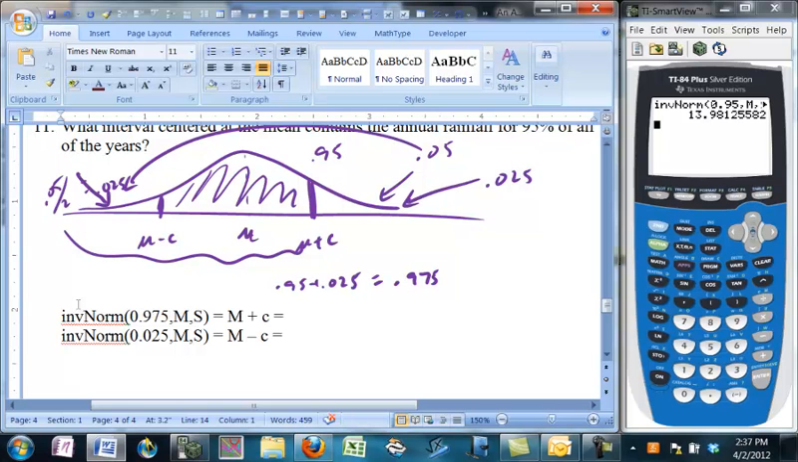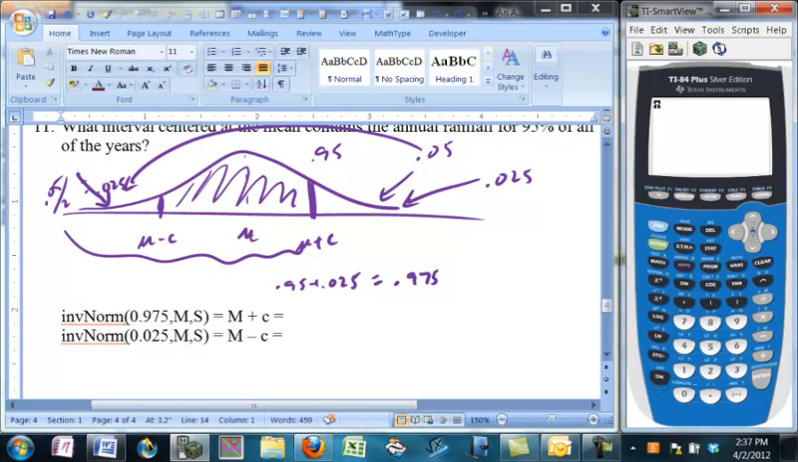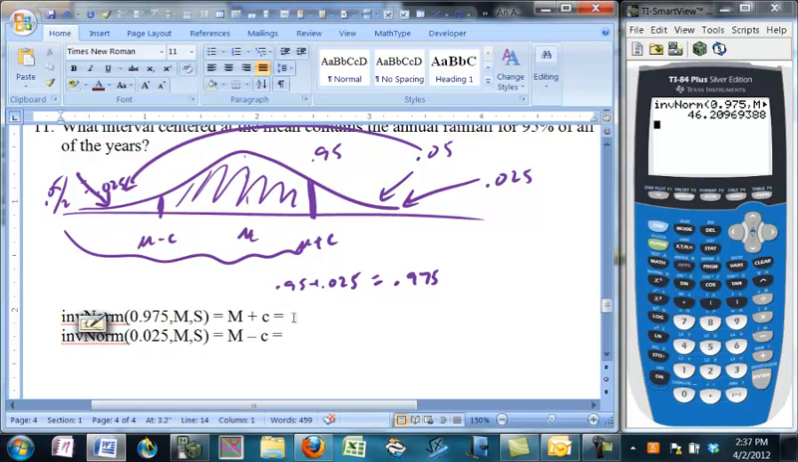Alright, let's see what we get out of that. So we can do distribution, number 3, inverse normal, and we want 0.975 with our particular M and S, not X, and that'll give us our upper end. That's mu plus C right there on the right end, 46.2096938.